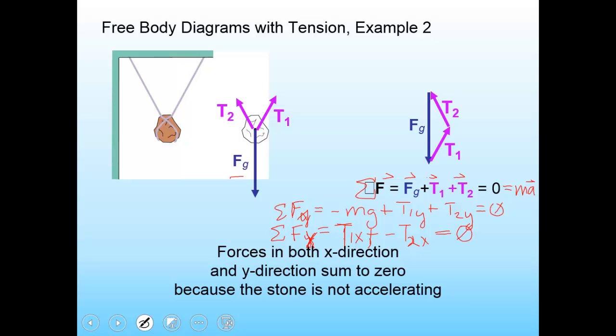And that makes sense. You can see that the x component for T2 and the x component for T1 appear to be equal and opposite in these diagrams, these free body diagrams that we've put together.